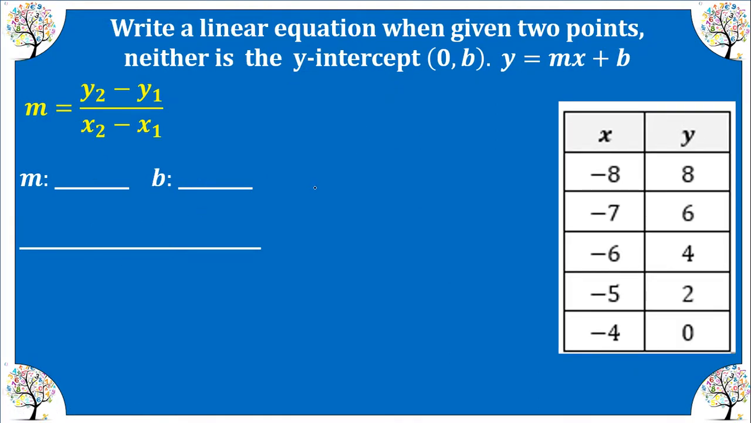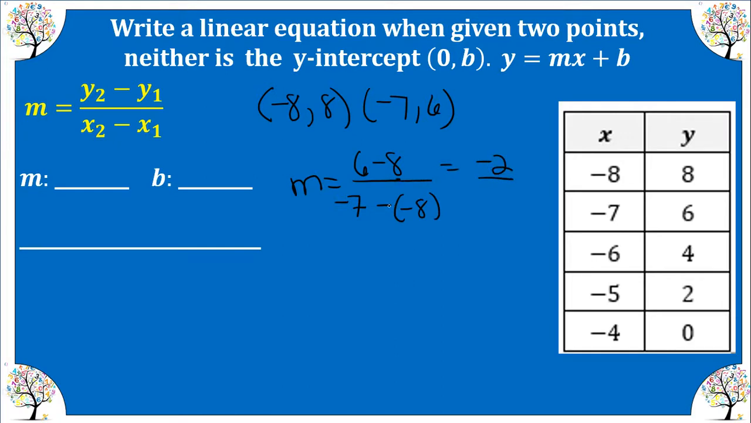Okay, now we're going to look at some points where we don't have the y-intercept. Notice x is not 0. So the only thing I can do at first is find the slope. So I'm going to use negative 8, 8 and negative 7, 6 to find slope. So we have 6 minus 8 over negative 7 minus negative 8. We have negative 2 over positive 1, so my slope is negative 2. Now, be real careful and watch.